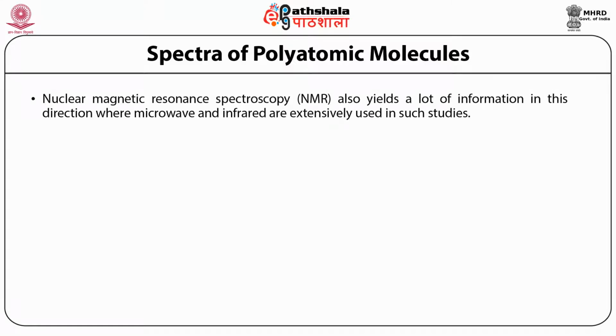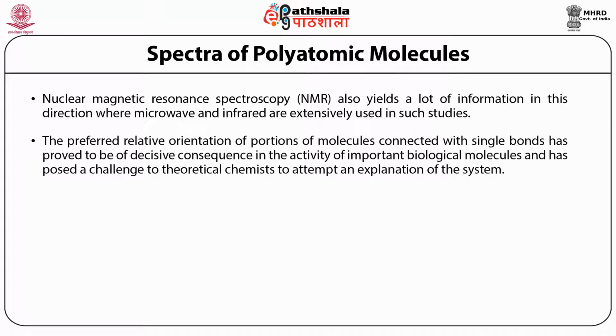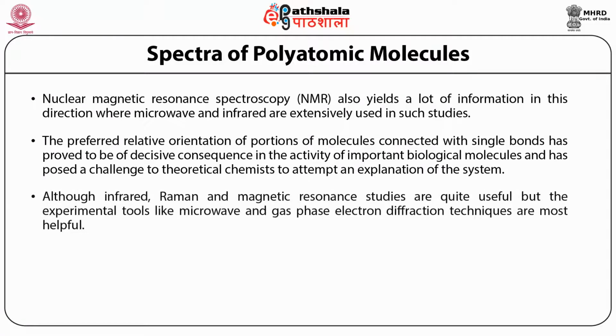There is another type of spectroscopy which is termed as nuclear magnetic resonance spectroscopy, shortly NMR, which also yields a lot of information in this direction, where microwave and infrared are extensively used for such studies. The preferred relative orientation of portions of molecules connected with single bonds has proved to be of decisive consequence in the activity of important biological molecules and has posed a challenge to theoretical chemists to attempt an explanation of the system. Although infrared, Raman and magnetic resonance studies are quite useful, the experimental tools like microwave and gas phase electron diffraction techniques are most helpful.